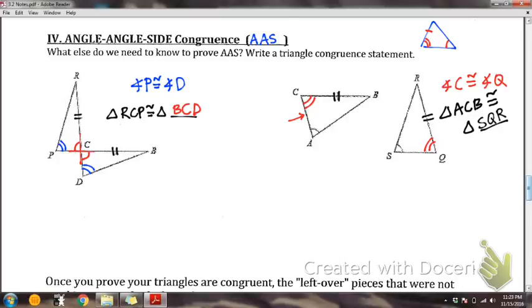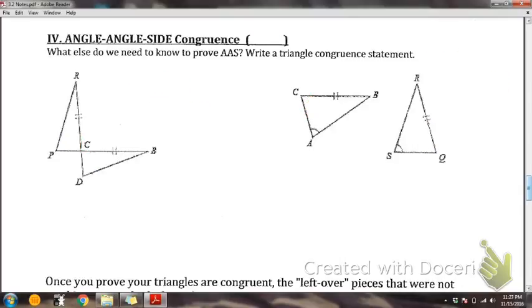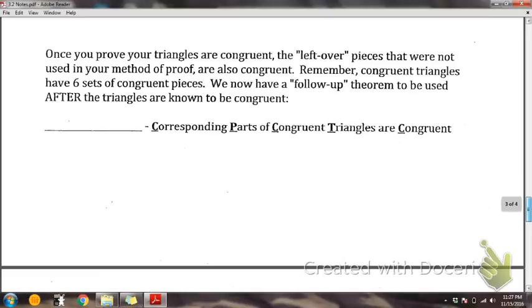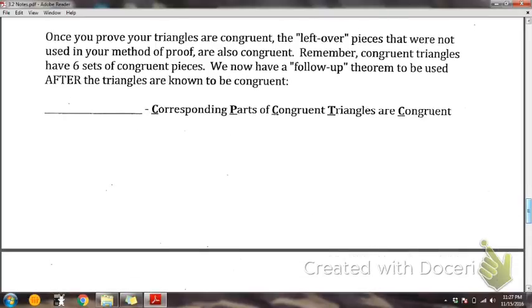Okay, once you prove that your triangles are congruent, the leftover pieces that were not marked are also going to be congruent. So once you've proved your three things, the leftover pieces are also congruent. We call this, hang on tight, CPCTC. That means that corresponding parts of congruent triangles are congruent.